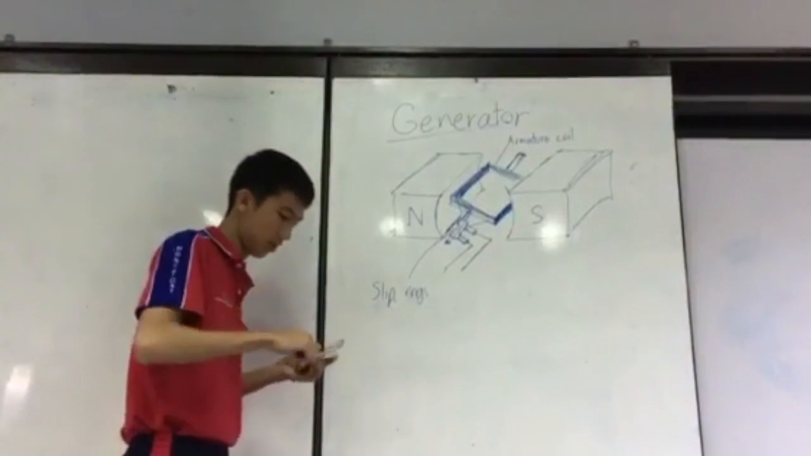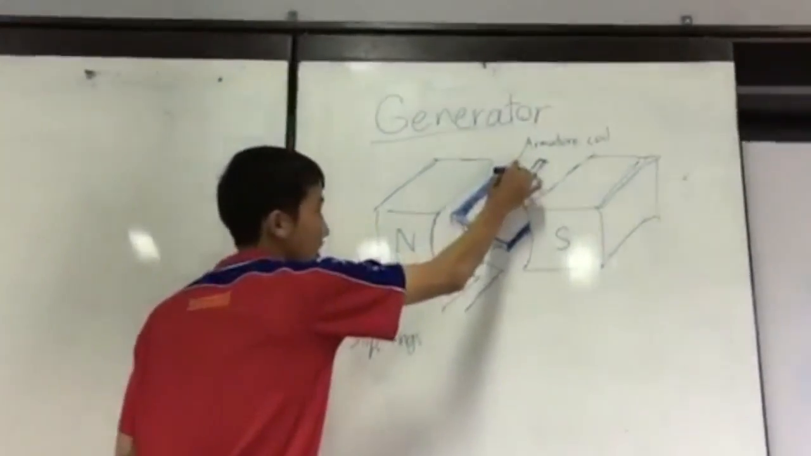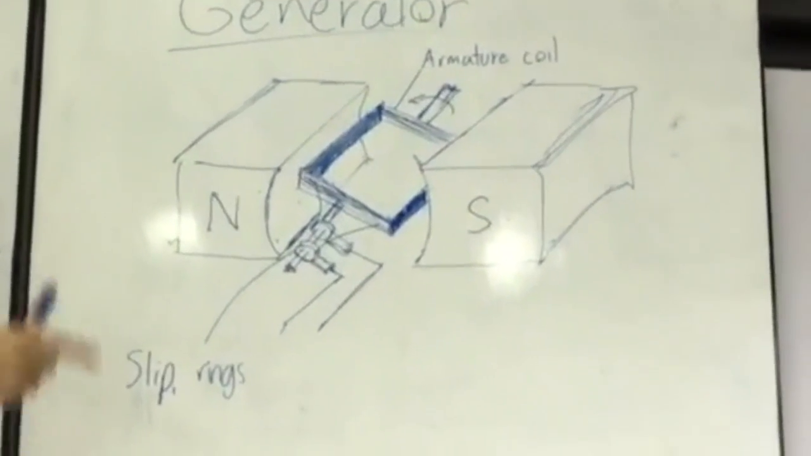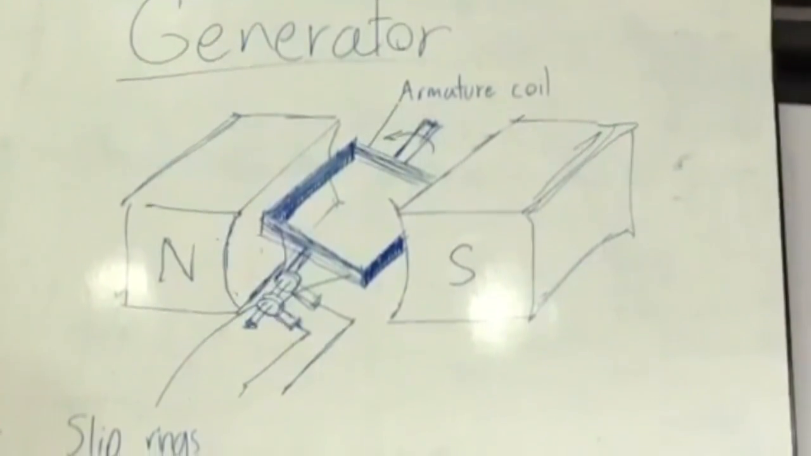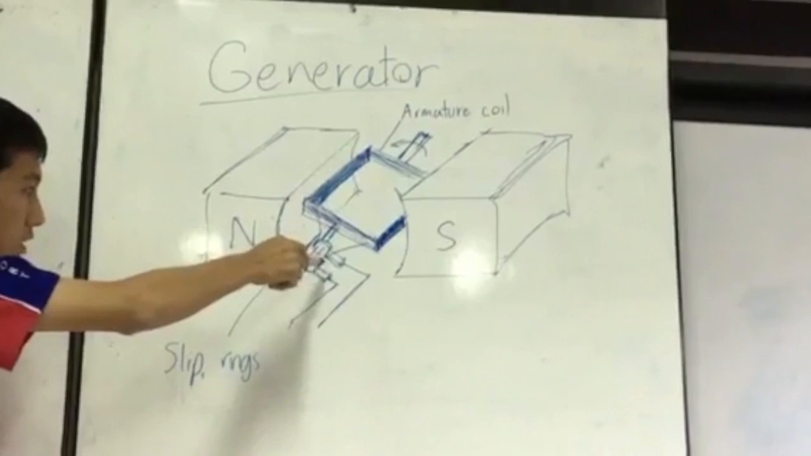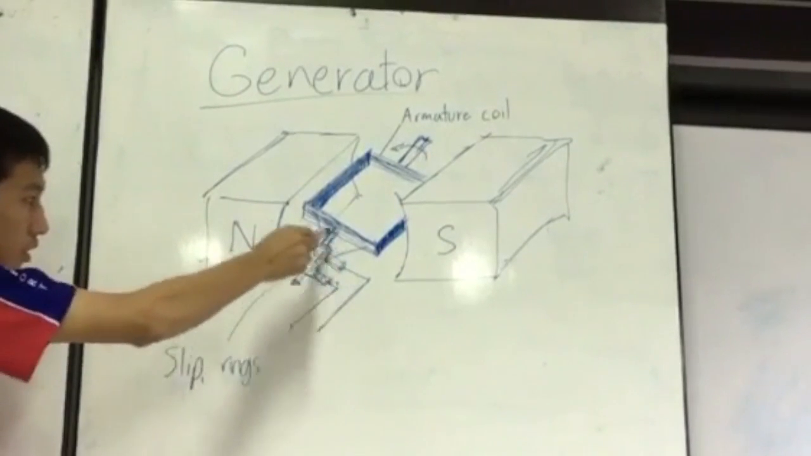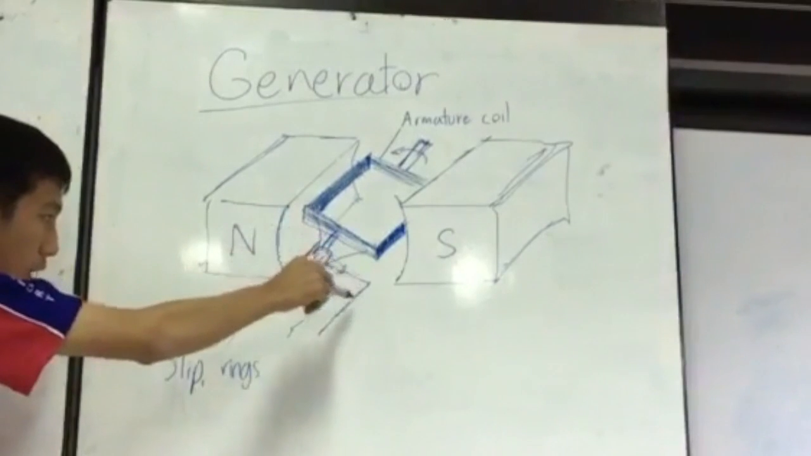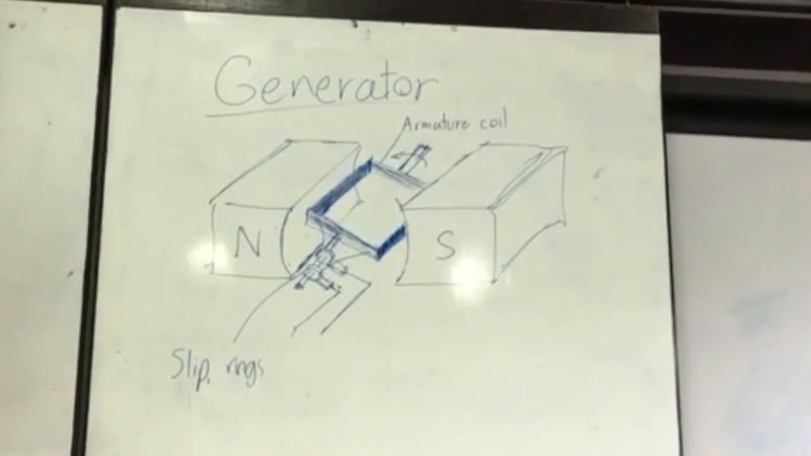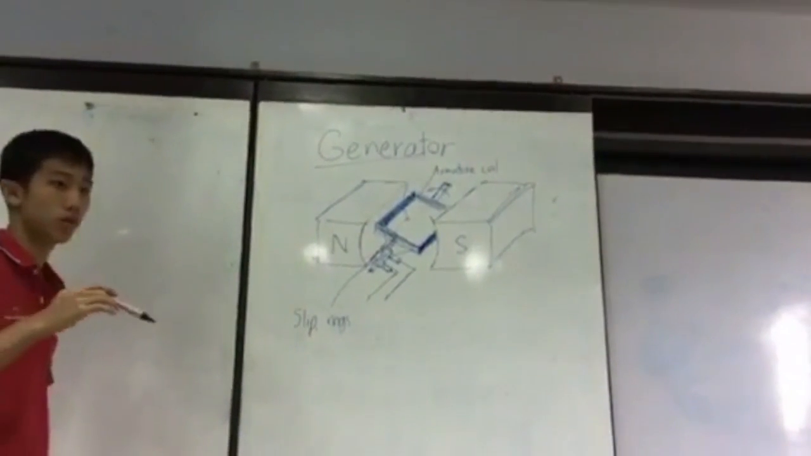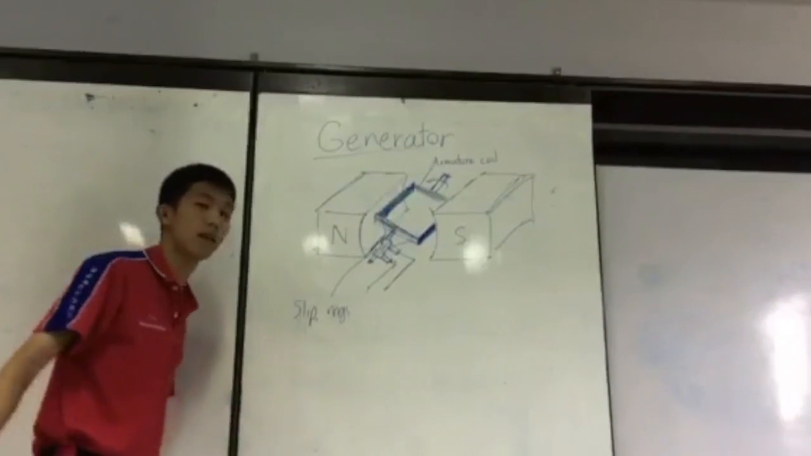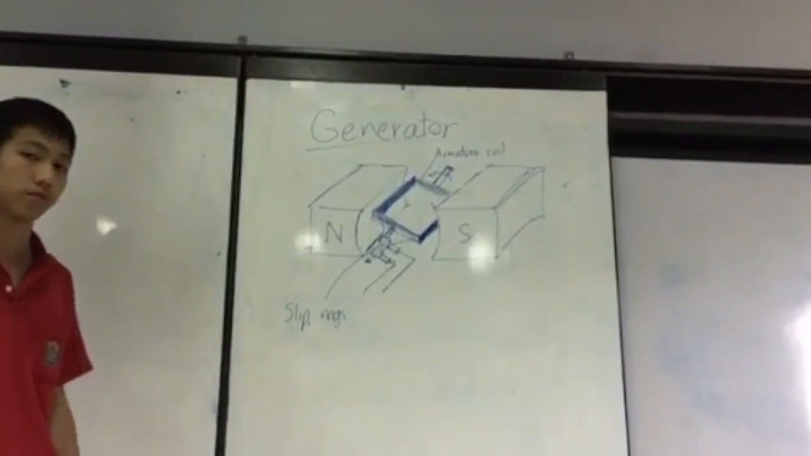The force, the torque, is exerted here to spin the armature coil through the magnetic field and produce a current. And then this is the output. The voltage comes out through the slip rings. This is for AC electricity. If you want to produce DC, just replace the slip rings with a commutator.